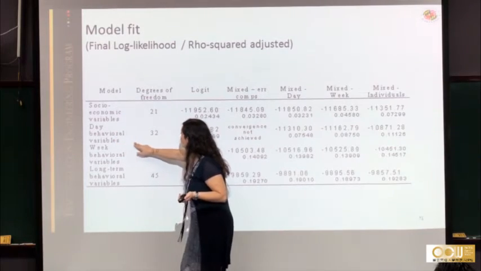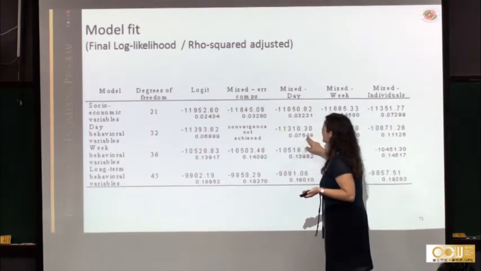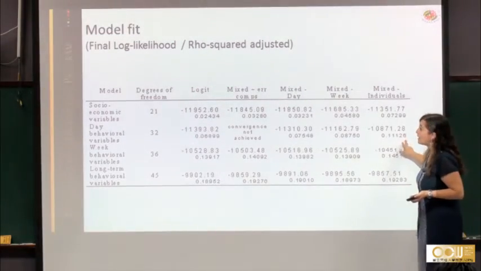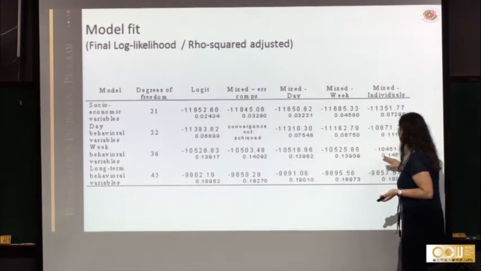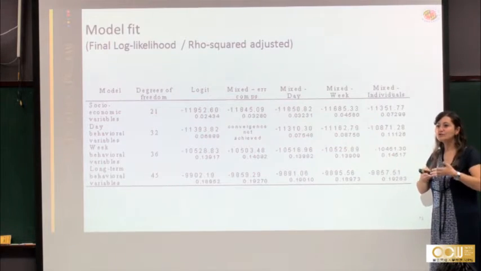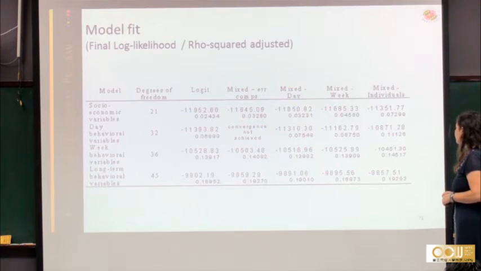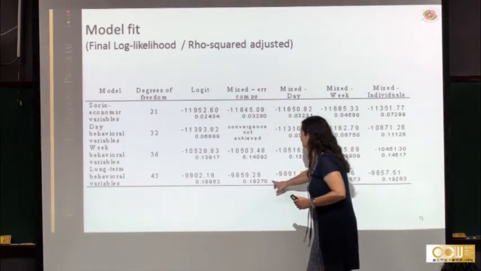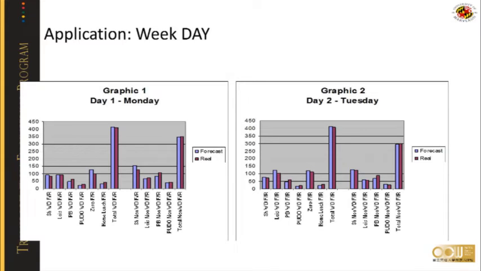Now, if I have day behavioral variables, I have quite a significant improvement here. This is better, and this is better. When I have week behavioral variables, I'm starting to get stable or worse, right? So I'm accounting for all this variability in a deterministic way instead of in a random way. And here I'm doing a little bit better when I put the long-term behavioral variables. So these were the results, these were the application.